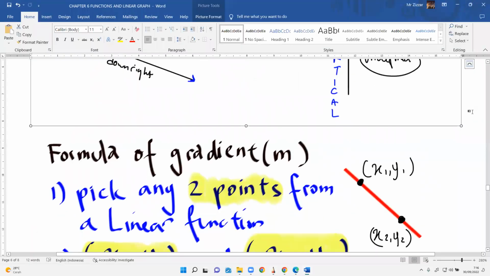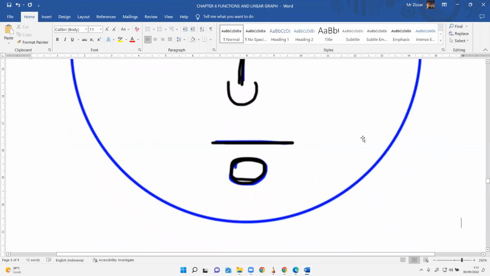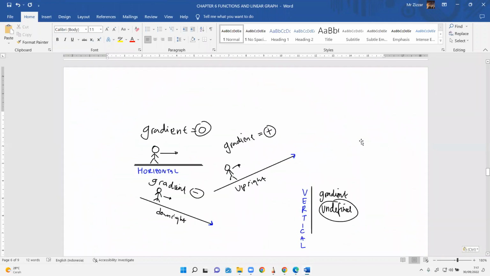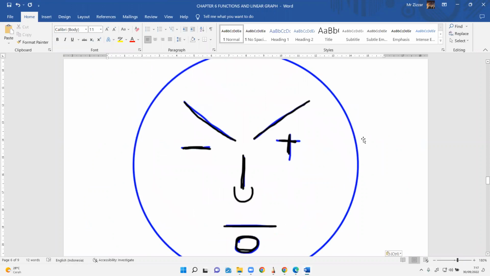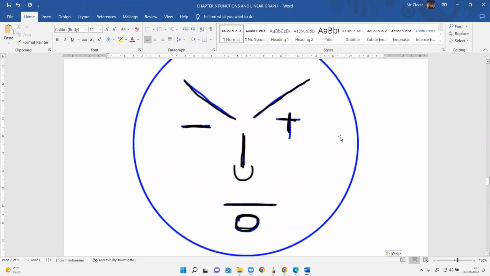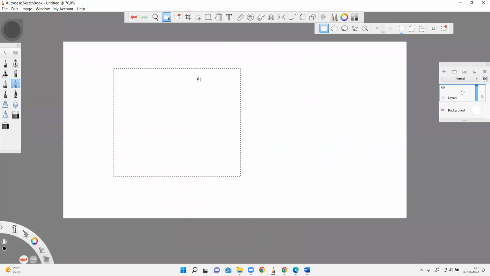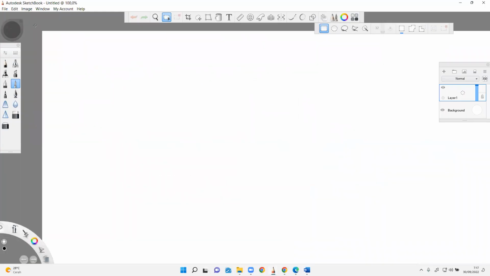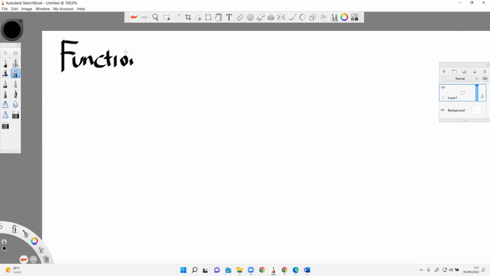Okay. Any questions so far for the gradient, for the formula or the understanding of the gradient? No, are you sure? Okay. U means undefined, right? So the gradient actually has a formula. Previously we learned about the function, right? So the function formula is y equals something, remember? So we make it in a general form, which is y equals m times x plus c.